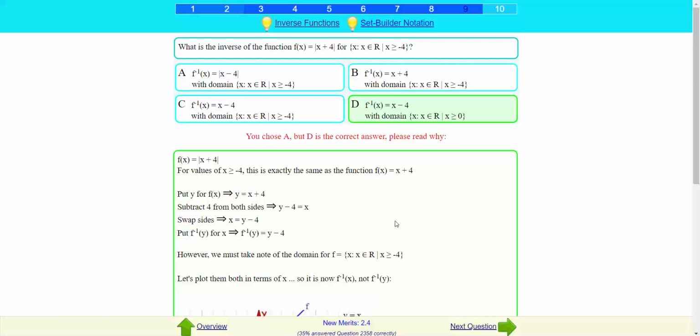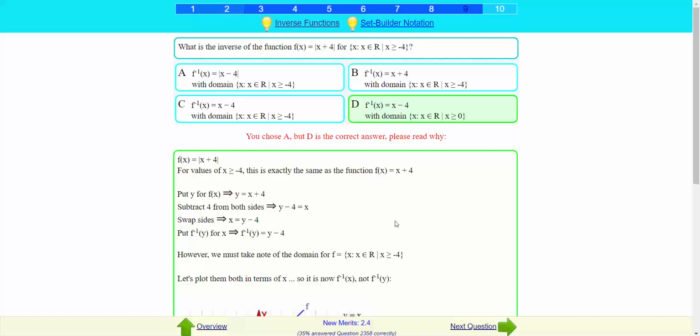This is really confusing me. Alright, so absolute of x plus 4, that's fine. For values x greater than or equal to negative 4, if you apply negative 4, it's like 0. Then if you apply negative 3, that's like 1. Yeah, so it's always positive in that front.